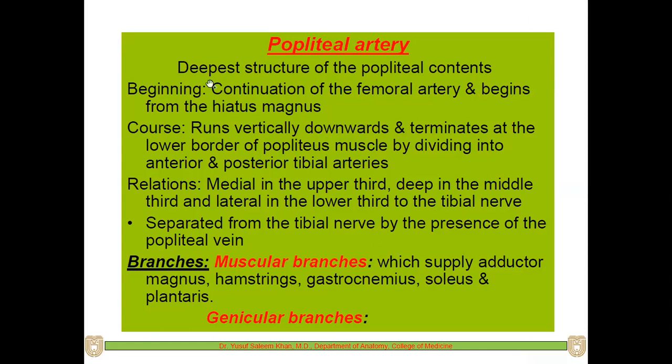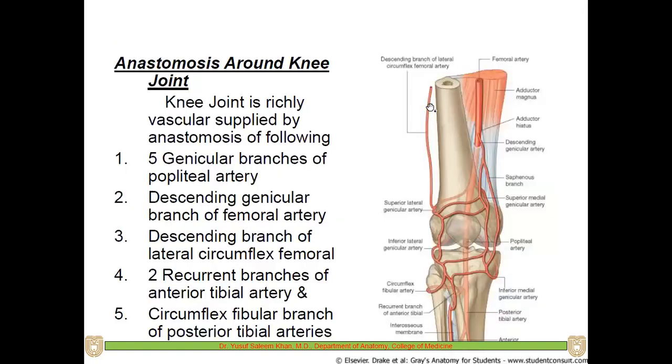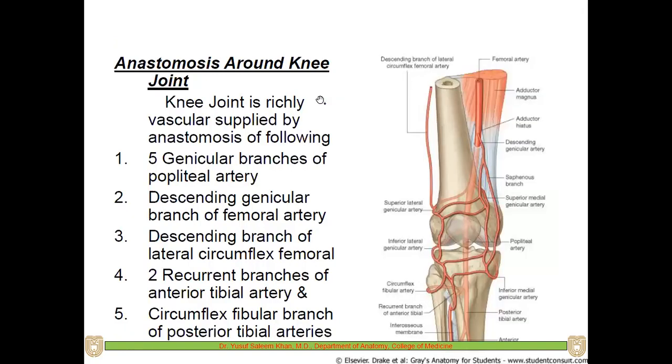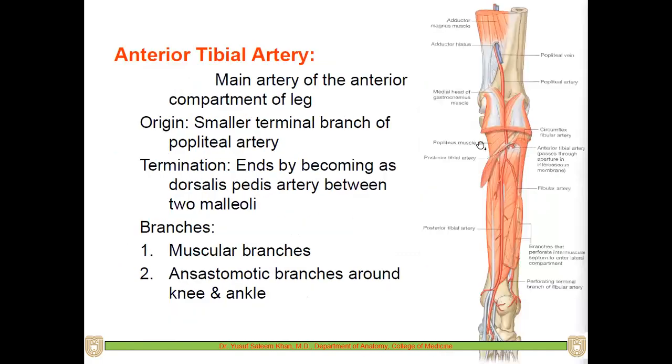So this is the deepest artery of the popliteal contents. It begins as the continuation of the femoral artery, as I said before. So the femoral artery will continue into the popliteal region as the popliteal artery, and it begins from the hiatus magnus. This opening here is called the hiatus magnus, or the adductor hiatus.